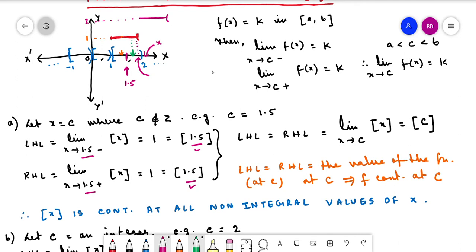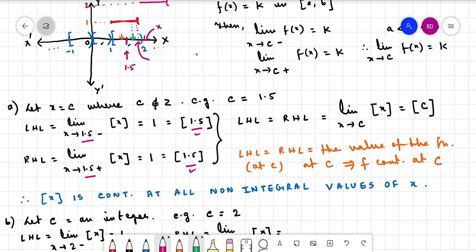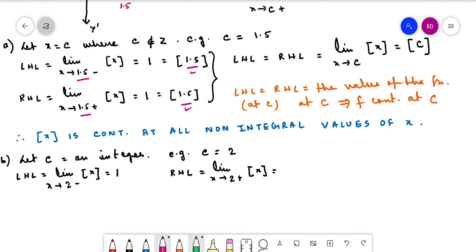See, x has a value slightly greater than 2. That means this time it falls in the next interval. So there the value of the function is constant at 2. So when we calculate the right hand limit, it comes out to be 2. So here we have this as 2.